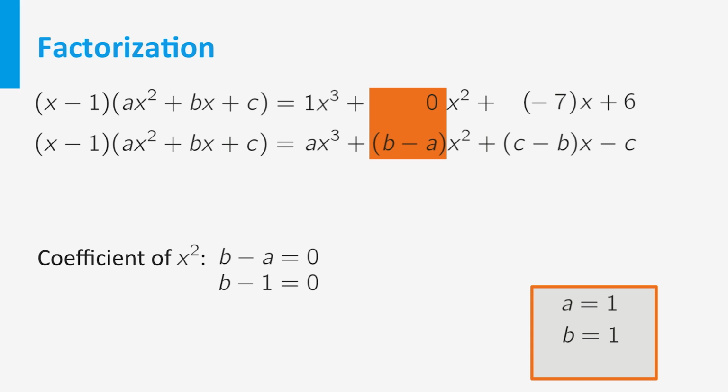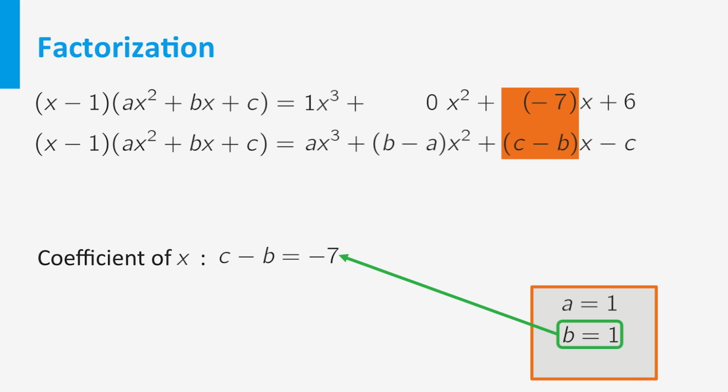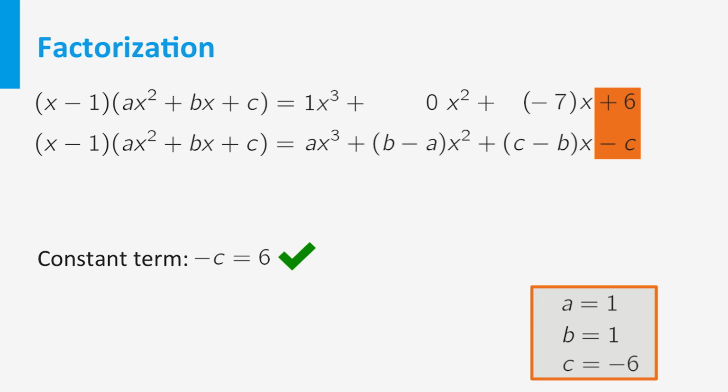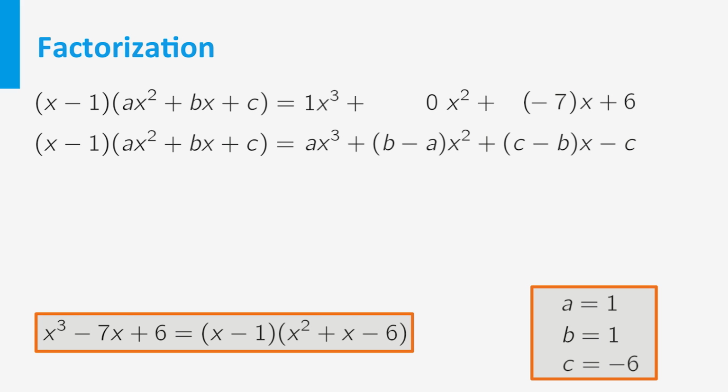Finally, the coefficient of x gives us the equation c minus b equals minus 7. Substituting the value of b here, we find that c is equal to minus 6. We can also compare constant terms on both sides. This gives us the equation minus c equals 6, which indeed corresponds to the value of c that we just found. So we factorized our polynomial as x minus 1 times x squared plus x minus 6.